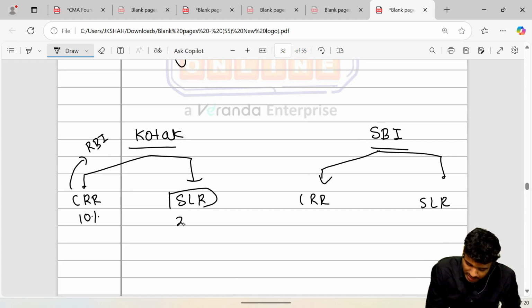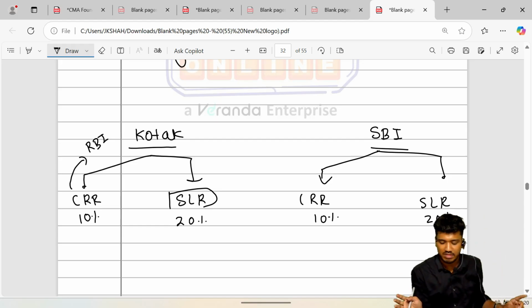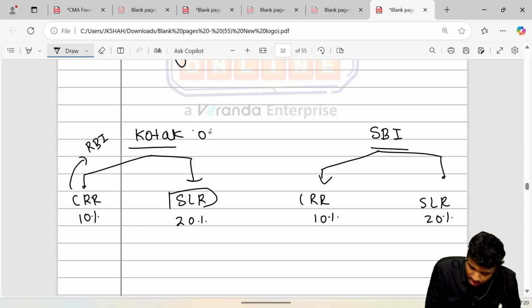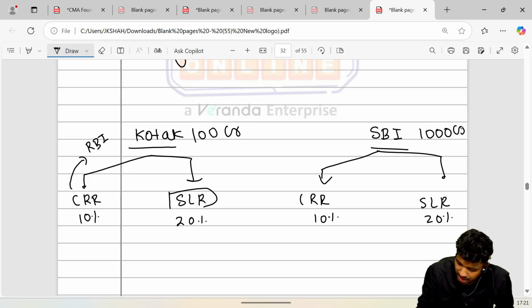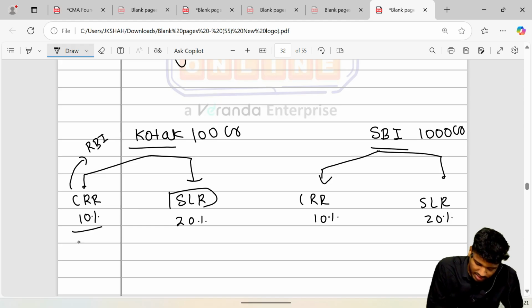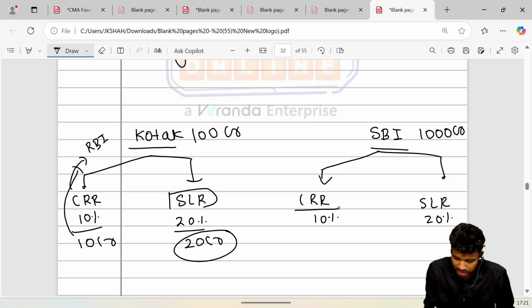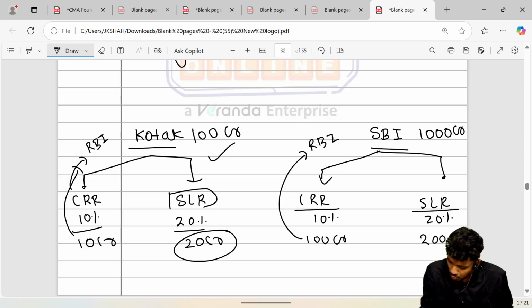Say CRR is 10% and SLR is 20%. It is not a standard, it is just an example. So Kotak Bank has 1000 crore as its total deposits. 10% of it, 100 crore, was kept with RBI, and SLR, that is 20%, 200 crore, was kept in liquid form. Okay, they are complying with the conditions.